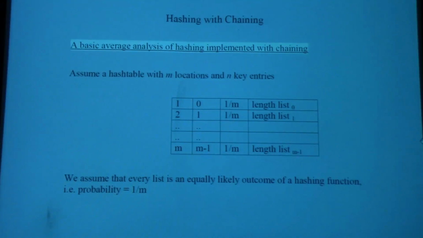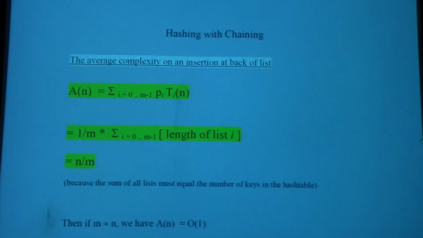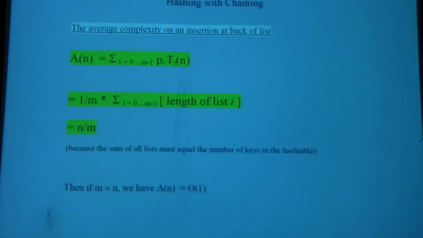And then each of these chains will have a length. So chain 0 will have a length 0. Chain 1, this one, so all of them will have this length. Okay. So the question is, what is the average complexity of insertion at the back of a list?